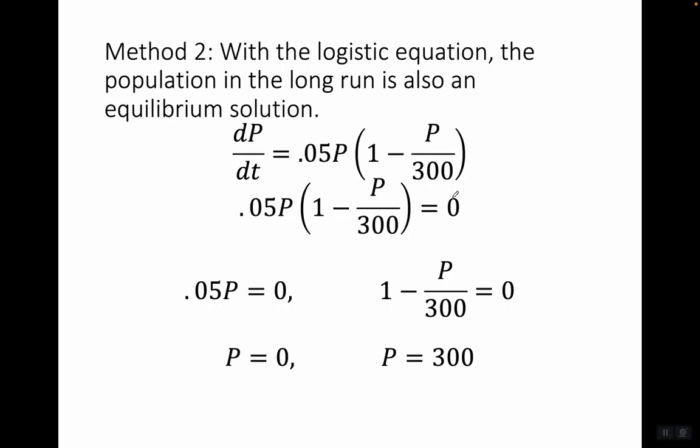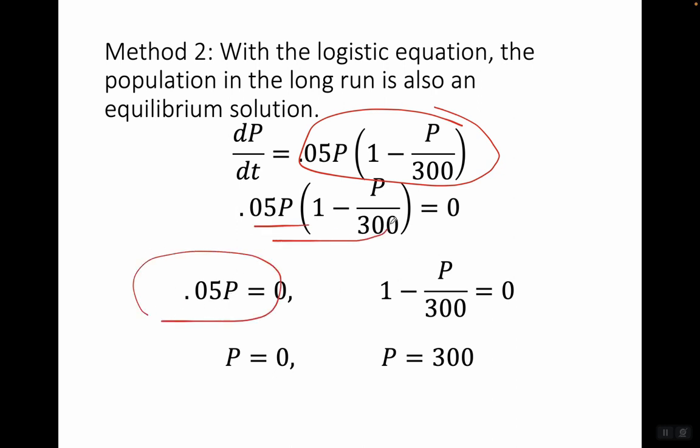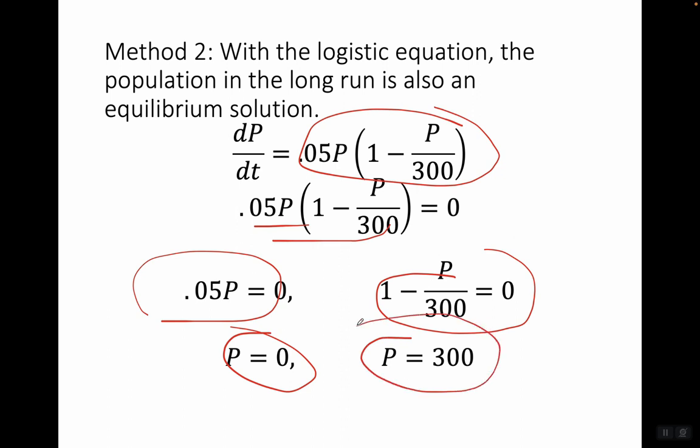Okay, method 2. With the logistic equation, the population in the long run is also an equilibrium solution. We know how to find equilibrium solutions. We take this side of the differential equation and set it equal to 0. When we do that, we end up with either 0.05p equals 0 or 1 minus p over 300 equals 0. This leads to p equals 0. That's an equilibrium solution. If you start with no fish, it just stays with no fish forever. Or this is another equilibrium solution. That's really the one we're looking for.